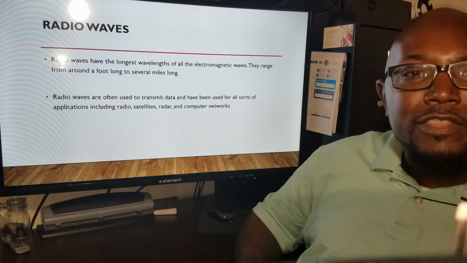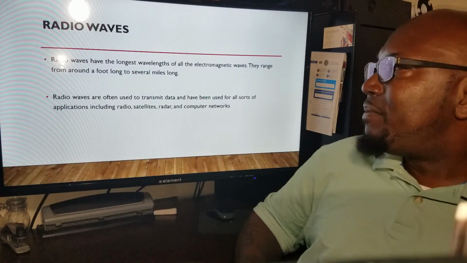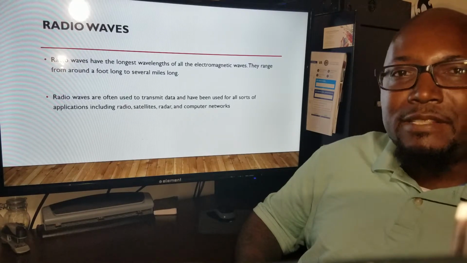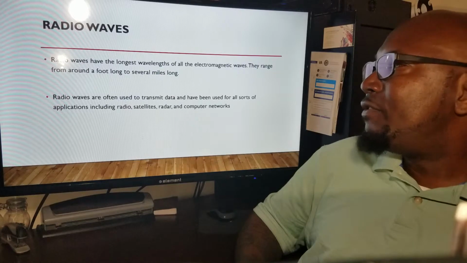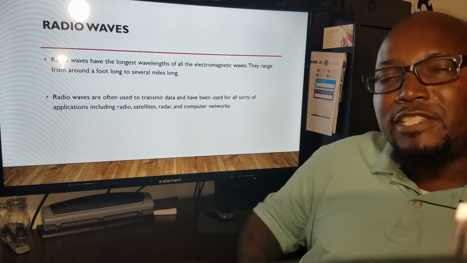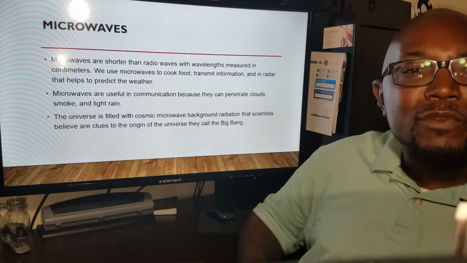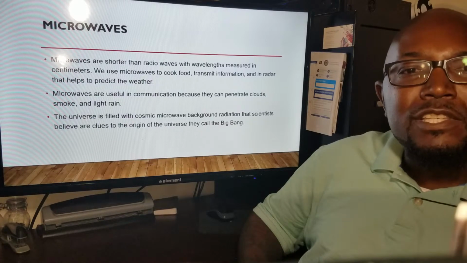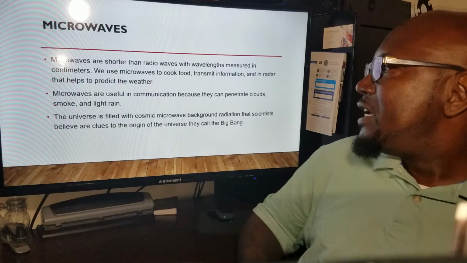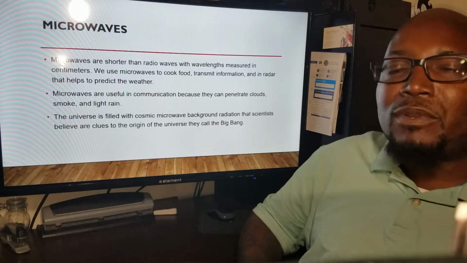Radio waves are the longest of the wavelengths. Radio waves can travel from a foot to several miles. Radio waves are often used to transmit data and have been used for all sorts of applications, including radios, satellites, and computer networks such as Wi-Fi. Then there are microwaves. Microwaves are used to cook food and transmit information. Microwaves are useful in communication because they can penetrate clouds, smoke, and light rain.